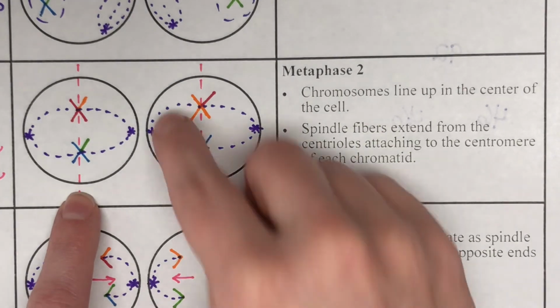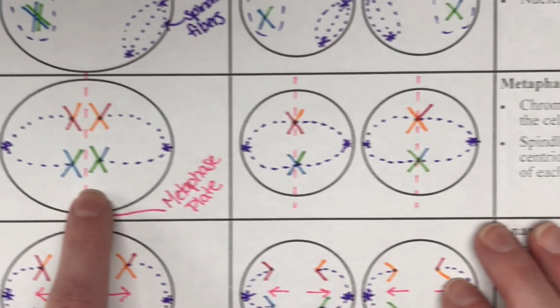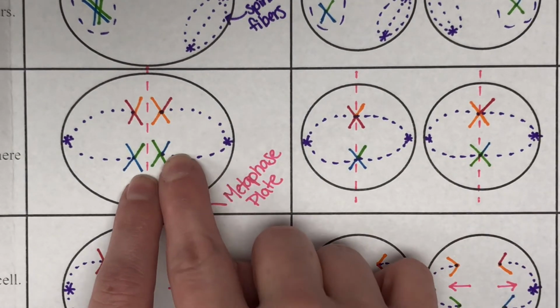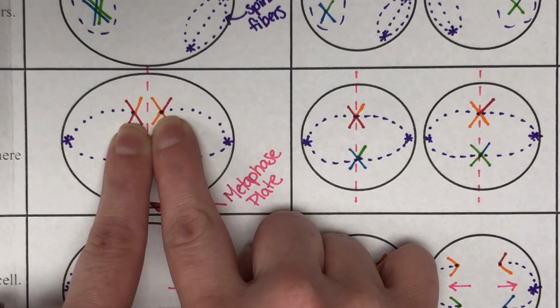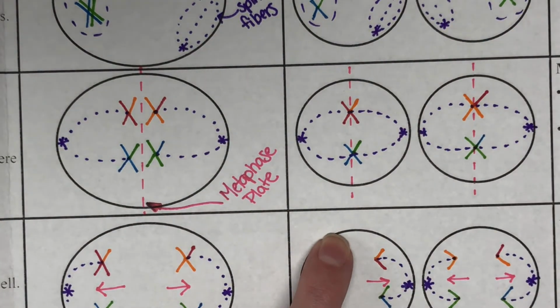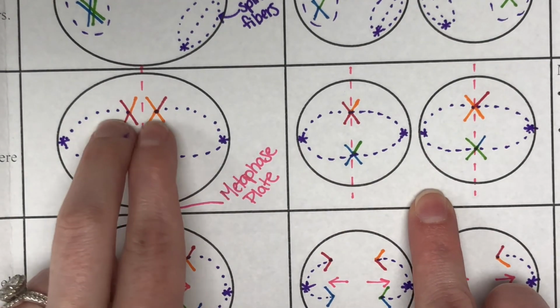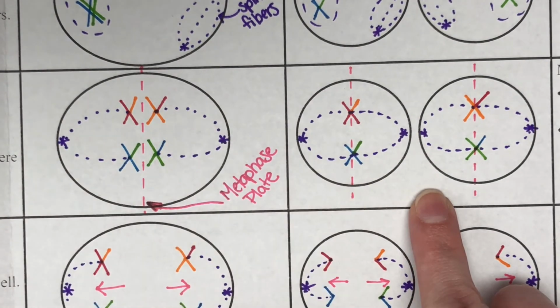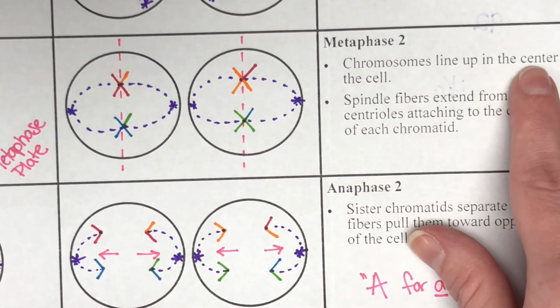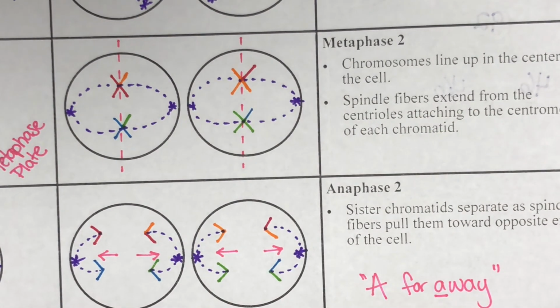Metaphase 2, they're lining up along the center of the cell, but unlike in metaphase 1, they're not pairing up on either side of that metaphase plate. They're lining up directly along that metaphase plate. So the way to tell if we're in metaphase 1 or metaphase 2 is if they're paired up along the center or in a single file line along the center. So those chromosomes line up, and the spindle fibers extend and attach to those centrioles of the cell.